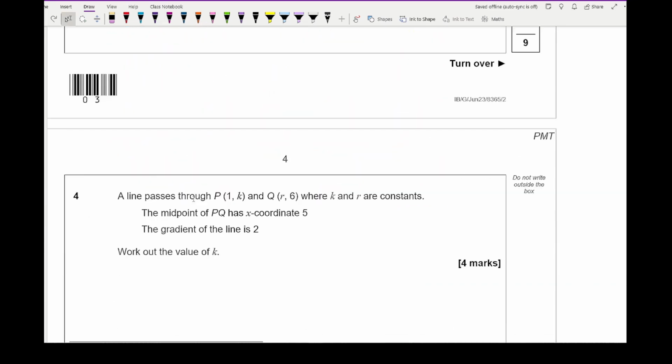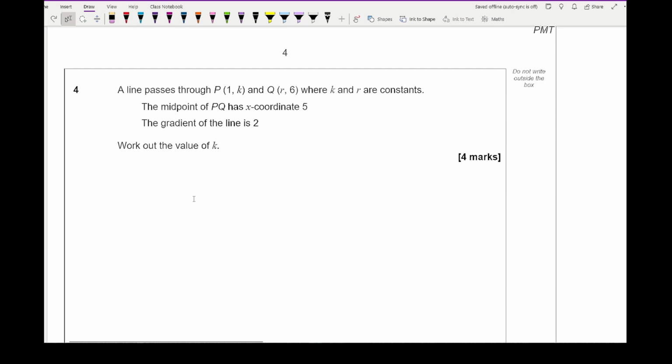Moving on to question 4, it says the line passes through P at (1, k) and Q at (r, 6), where k and r are constants. The midpoint of PQ has an x coordinate of 5 and the gradient of the line is 2. And the question is asking us to work out the value of k. So let's first of all look at the midpoint. To work out the midpoint of a coordinate, I need to use this formula.